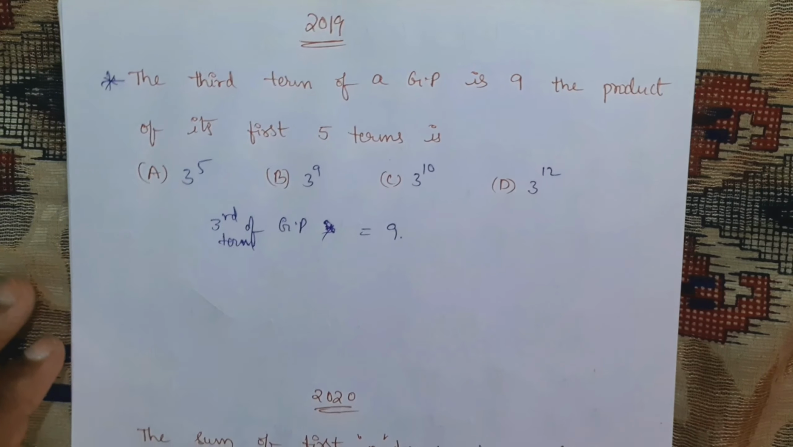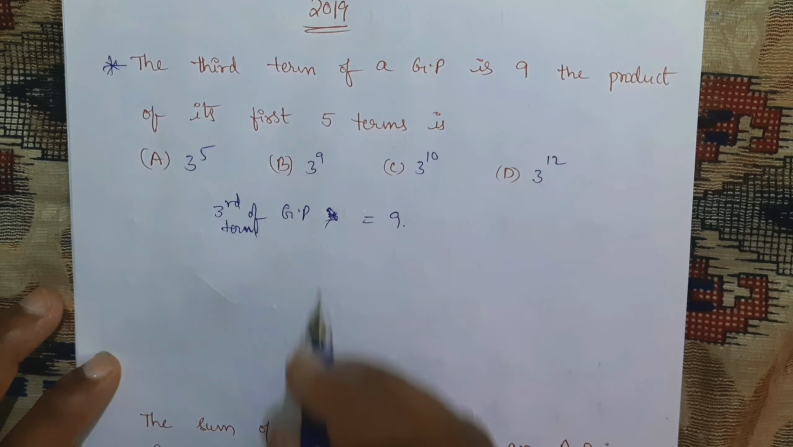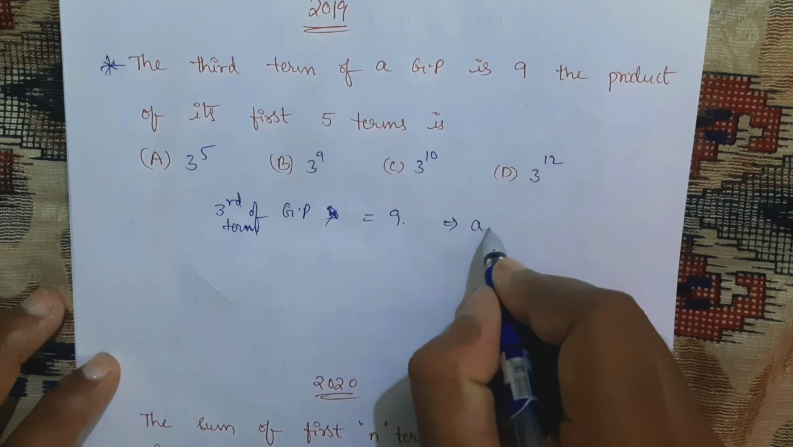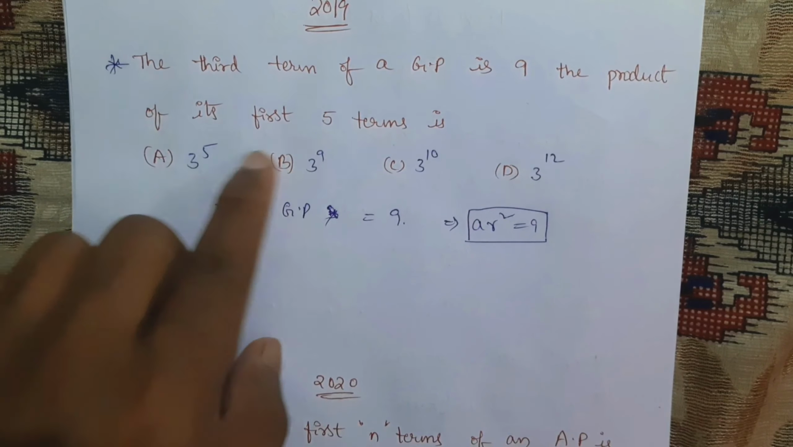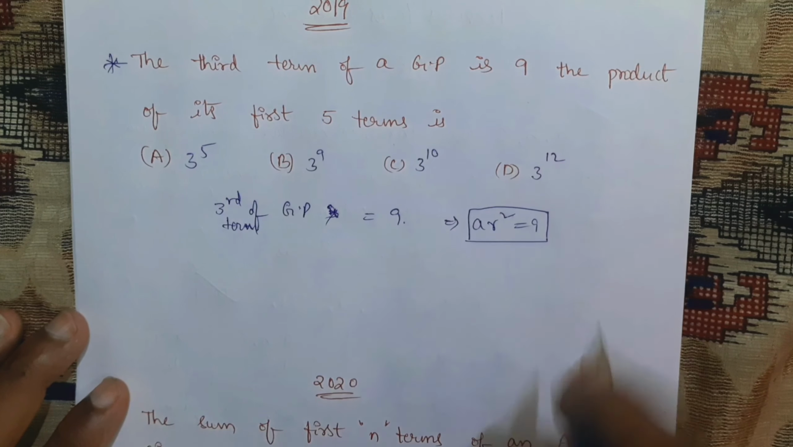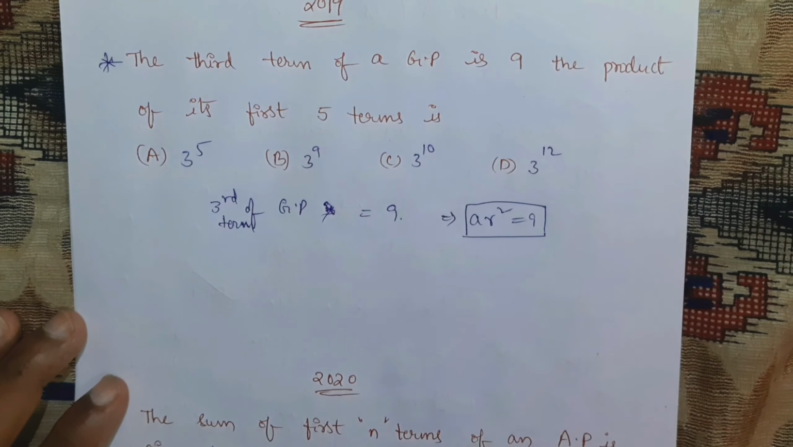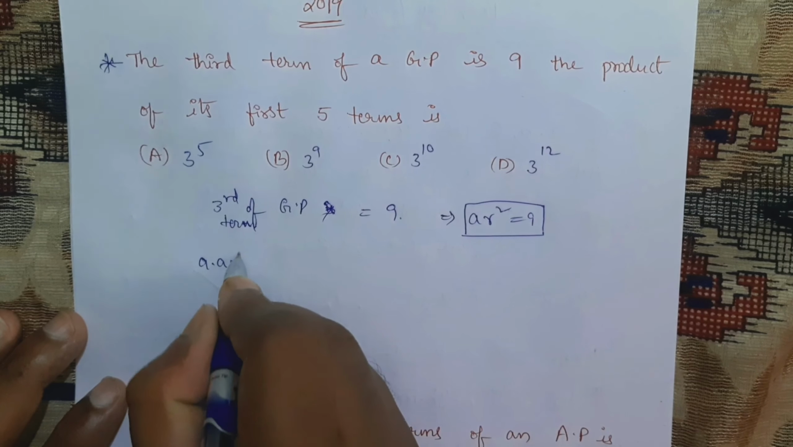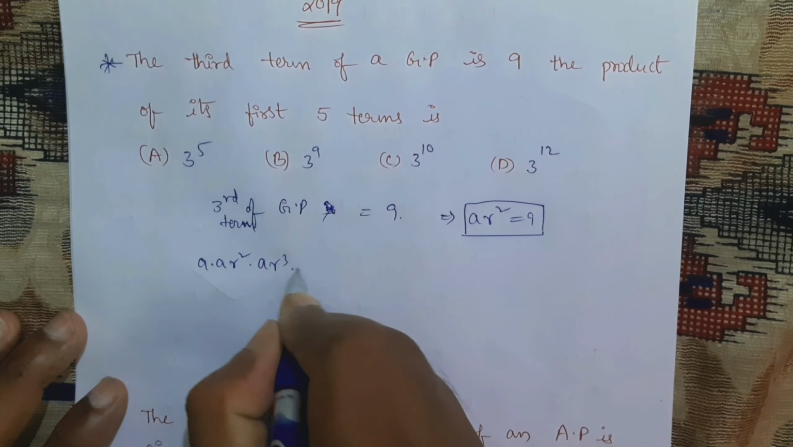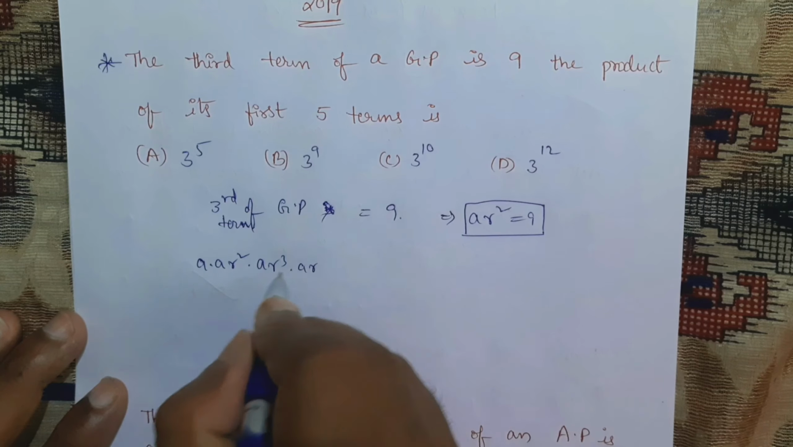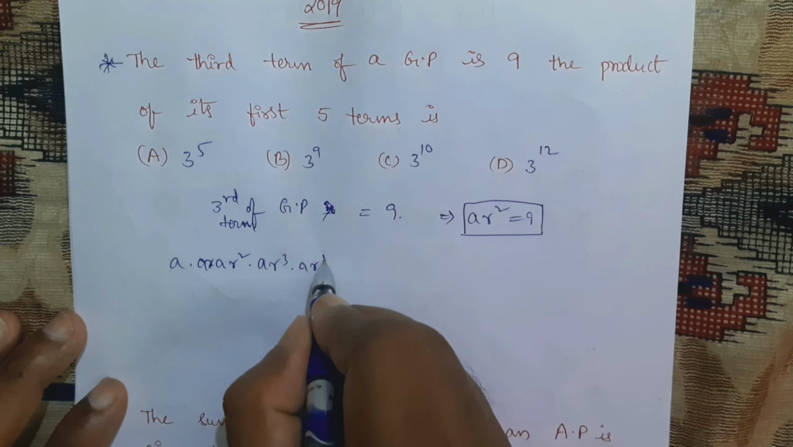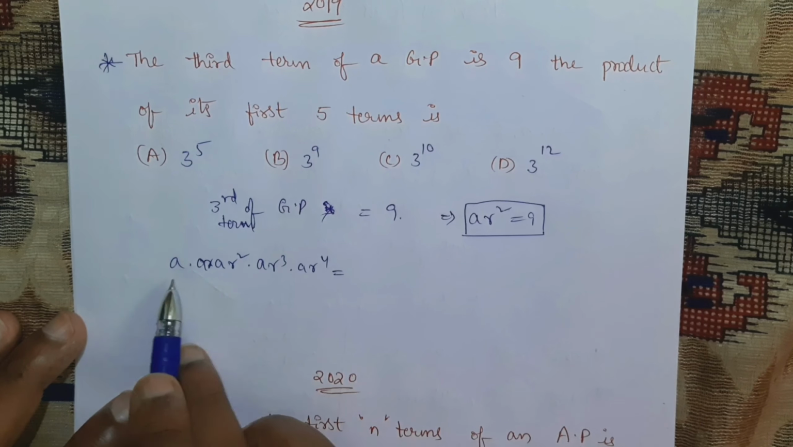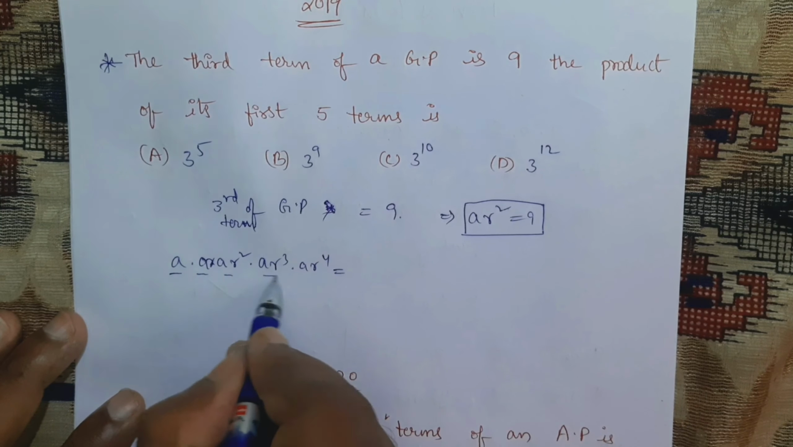But in a GP, how we will consider the third term? That we will consider as a r square, which is equal to 9. This is the third term. But what they are asking, product of its first 5 terms. The product we will consider as a into ar square into ar cube into ar power 4. These are the product of first 5 terms. This is first, second, third, 4 and 5.